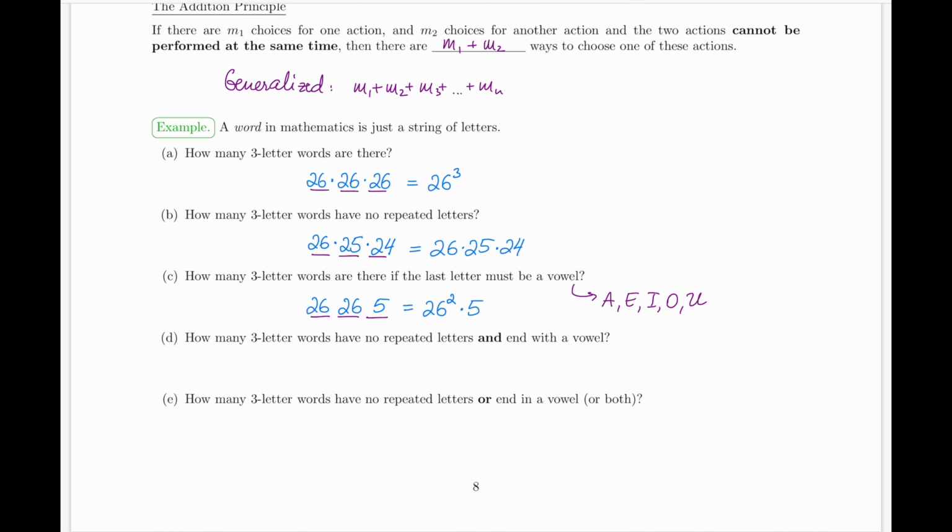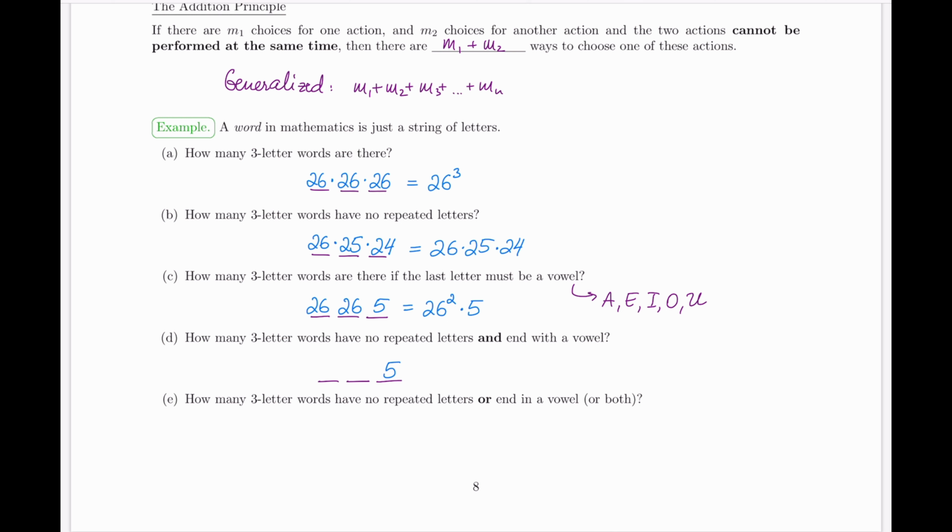How many 3-letter words have no repeated letters and end in a vowel? So now I have a very specific condition that narrows this down even further. They have to have a vowel in their last position, but also I can't repeat any of the letters. So normally, a good rule of thumb is to start with the most restricting condition and work from there. The most restricting one is it must end in a vowel. The last letter must be one of these 5. So for the last letter, I have 5 choices.